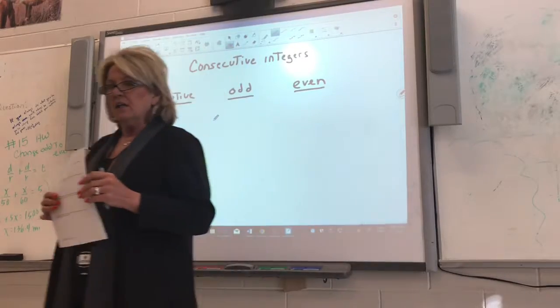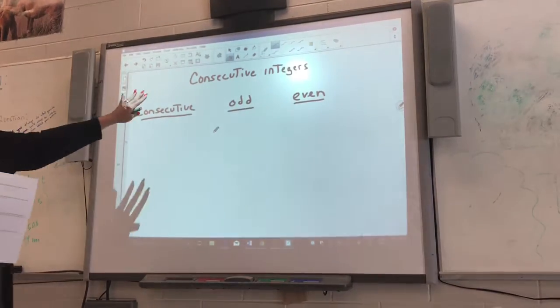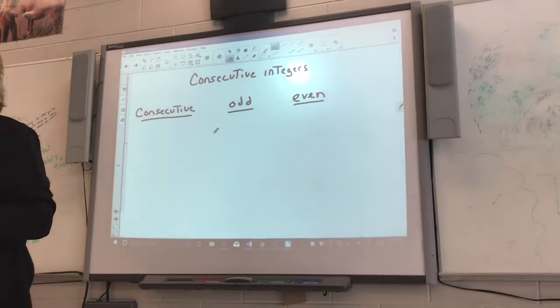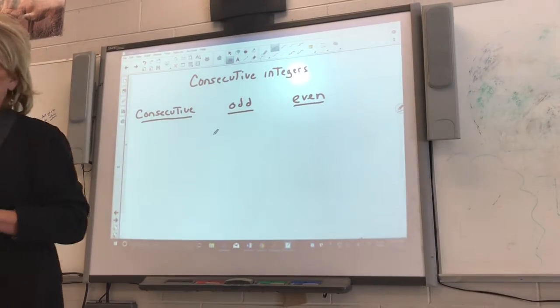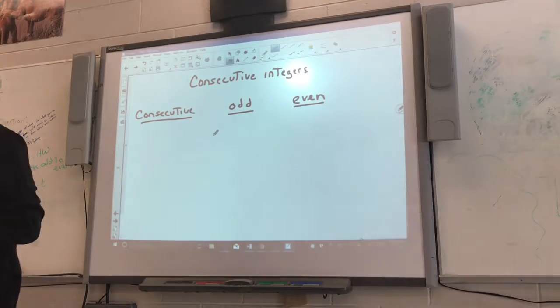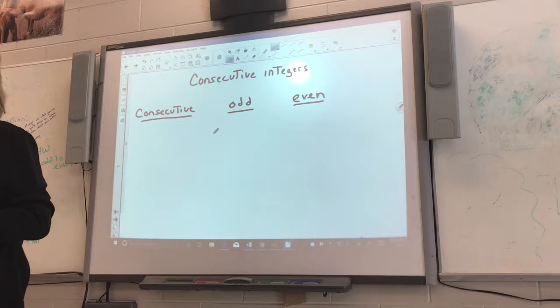Okay, so we're doing the consecutive integer word problems, and with consecutive integers, you're solving a word problem that's going to have more than one answer. It could be about ages, it could be about a lot of things. So you have to read the problem long enough to get the big three.